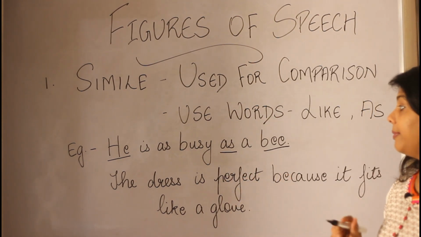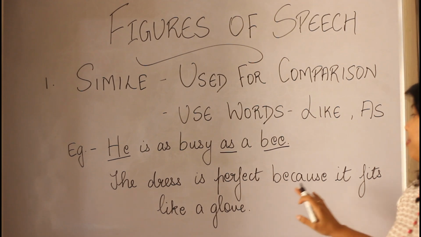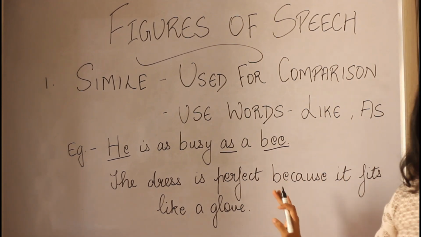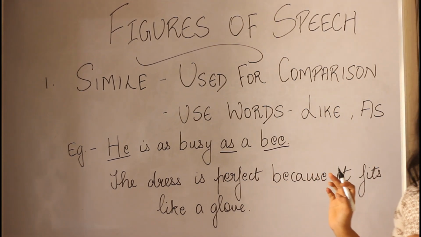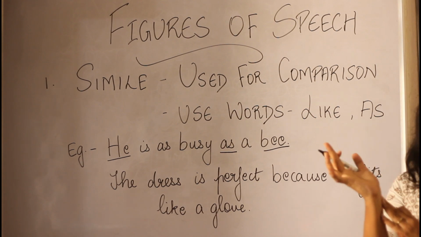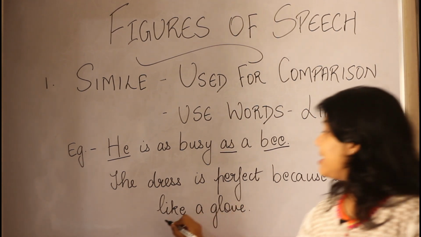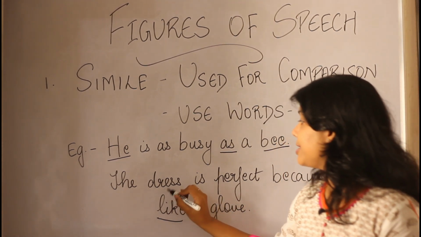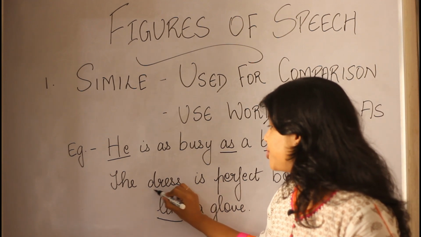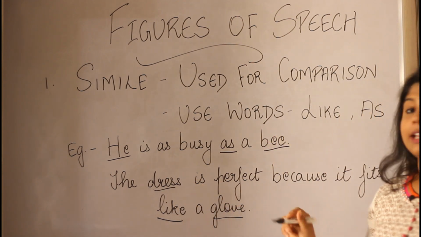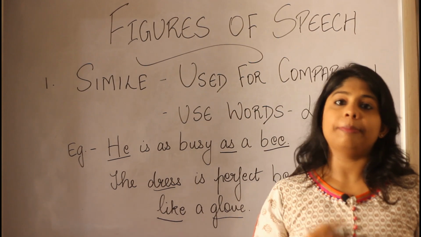The second one, the dress is perfect because it fits like a glove. Fits like a glove. A glove always has a perfect fitting. So here, like again is used to compare the dress and the glove. These are examples of a simile.